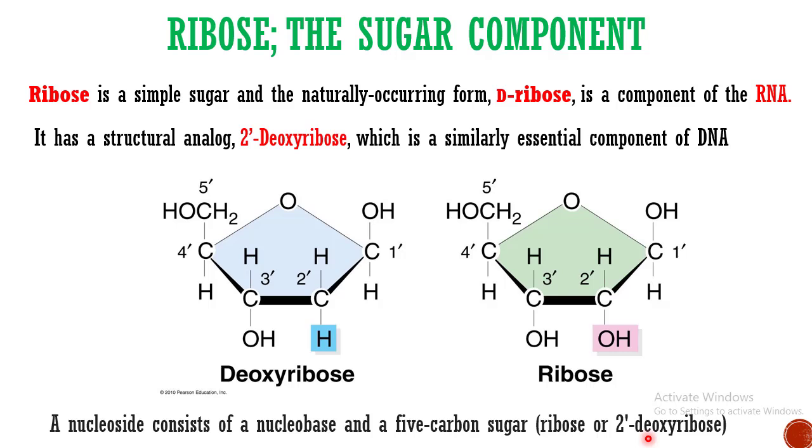Another important thing to keep in mind is that if you look over here, at every carbon position for its numbering, we are putting a prime. Like this is 1', this is 2', this is 3'. The importance of this prime is that you can easily differentiate between the carbons of the sugar and the carbons of the nitrogenous bases, because you are not going to see any prime on the carbons of the nitrogenous bases. So this would be the differentiating thing between the sugar and the nitrogenous bases.